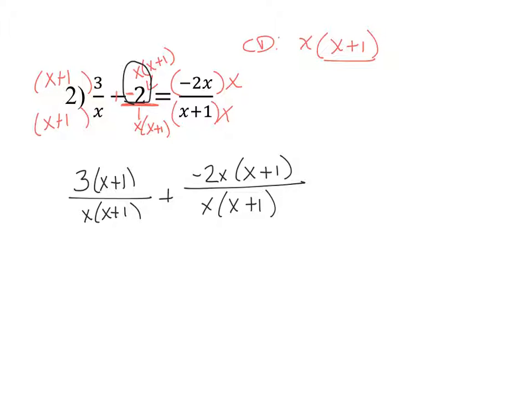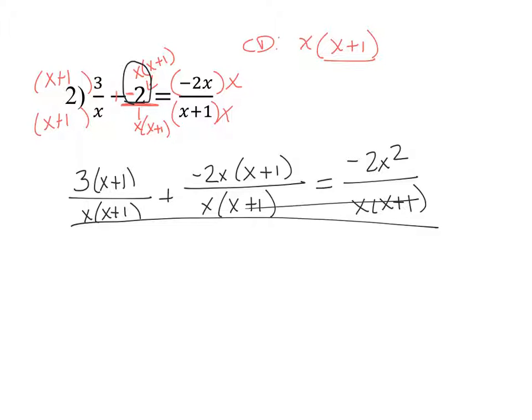I don't know why it is. It just always is. Equals -2x squared. I didn't distribute that through at this moment because I just didn't feel like it. Now all the denominators are the same here, so I'm going to get rid of them. Now this only works in an equation. Are you listening? Only in equations.